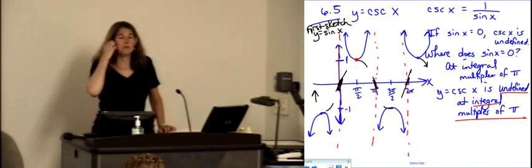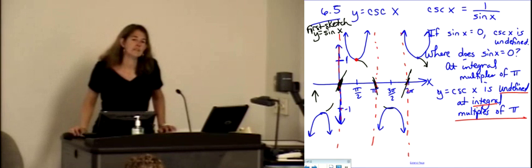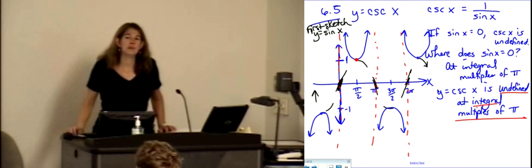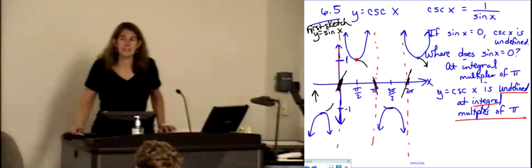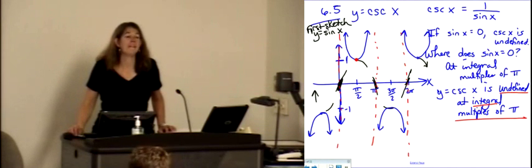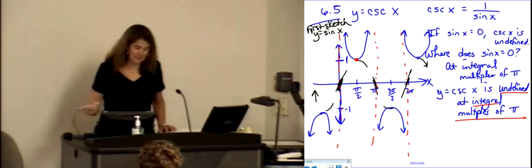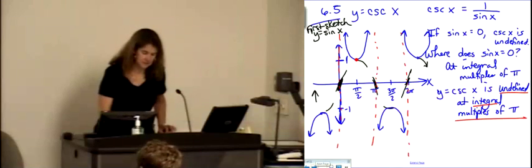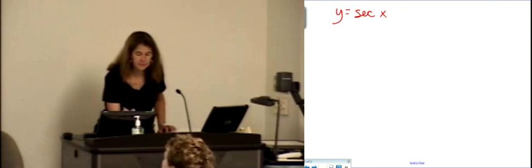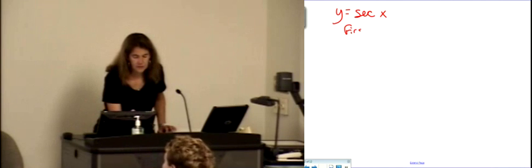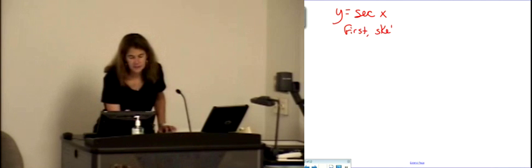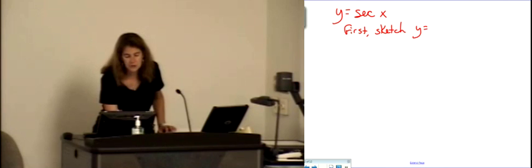So what do you think is going to happen with the secant graph? This was cosecant. What do you think I would do to draw the secant? You'd do the same for cosine. I'll draw the cosine and do the same thing. That's right. So y equals secant x. First, sketch y equals cosine x.